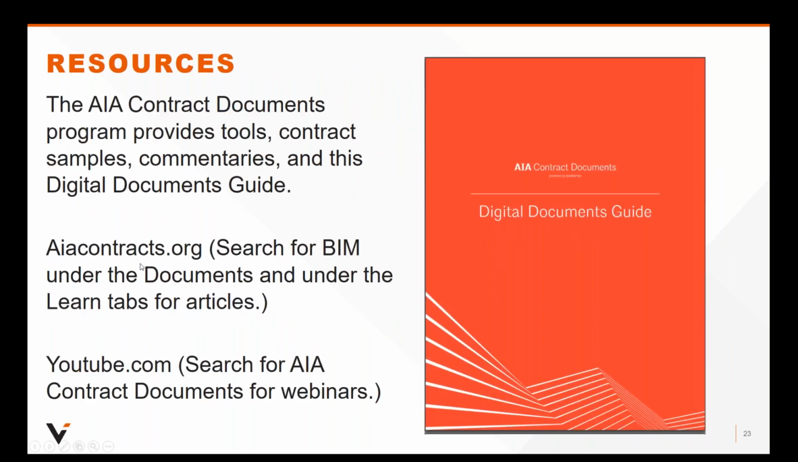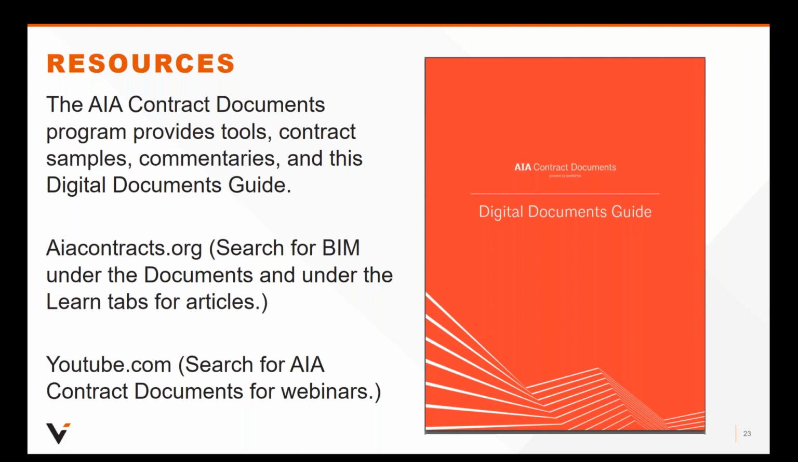Now, I mentioned to you that the AIA has put out a lot of information. The contract documents program provides tools, it gives away contract samples, it has various commentaries, and what's pictured here, which is the digital documents guide. That is free to download from the AIAcontracts.org website. You search for BIM under documents, and you can search under the Learn tab for articles and other things on that.